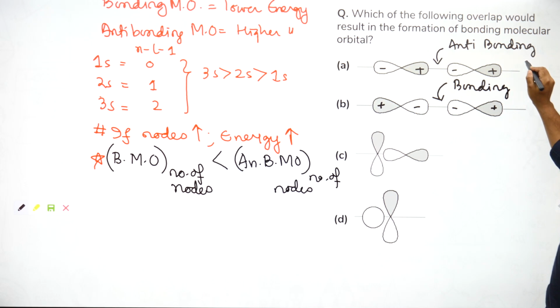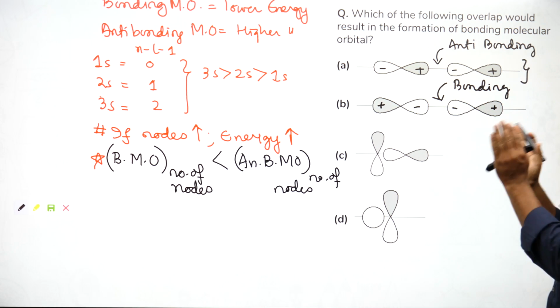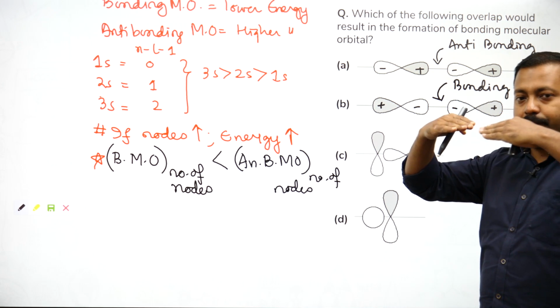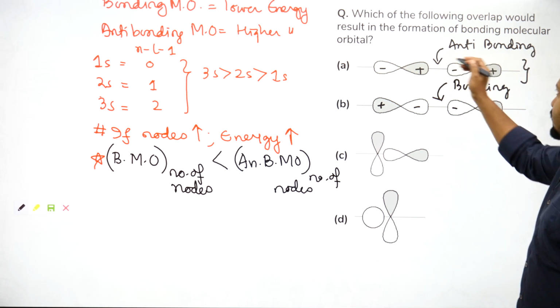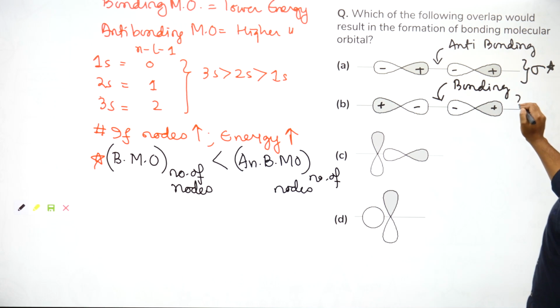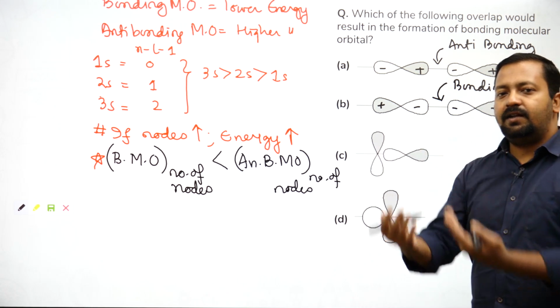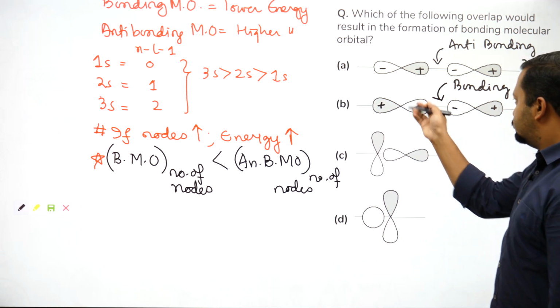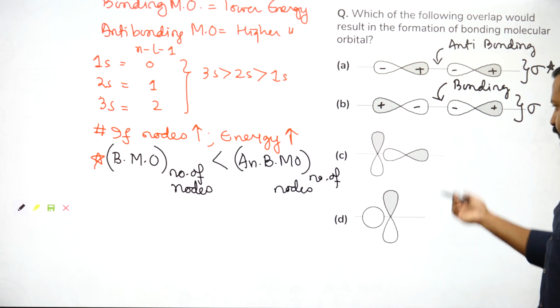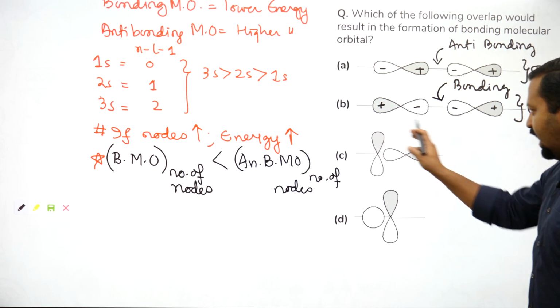One another thing that I can tell you is, since they are overlapping along the axis, they are approaching each other along the axis, this is the head-on overlap. So this will be known as a sigma star or sigma anti-bonding, and this will be known as a sigma bonding. Okay, depending on how they approach, you can identify whether it is sigma star or sigma bonding, pi star or pi bonding. Now what is happening over here?